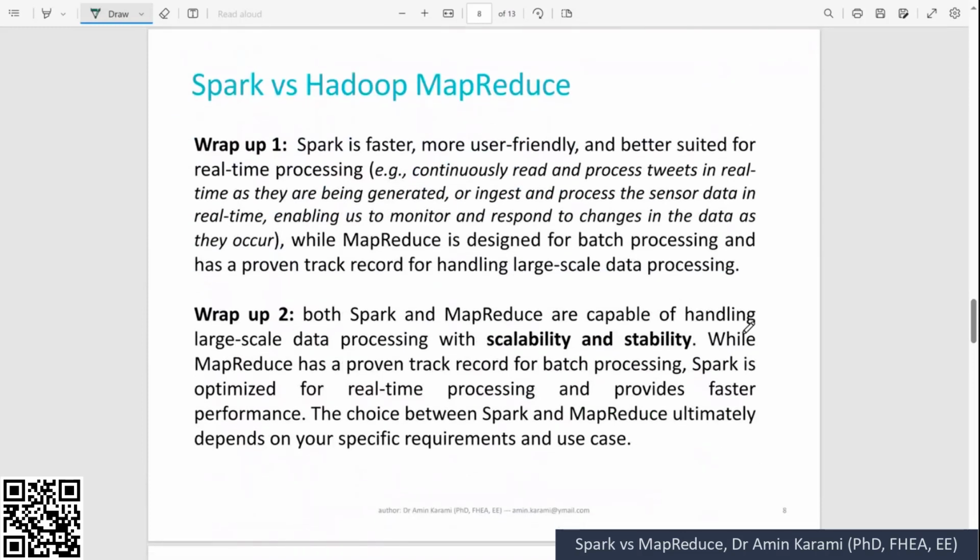Okay, let's conclude, right? The first conclusion is Spark is faster, more user-friendly, and better suited for real-time processing, right? Real-time processing means, for example, you want to continuously read and process tweets in real time, or you want to collect and process sensor data in real time.